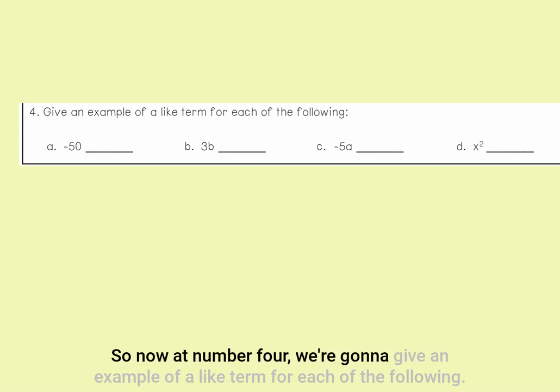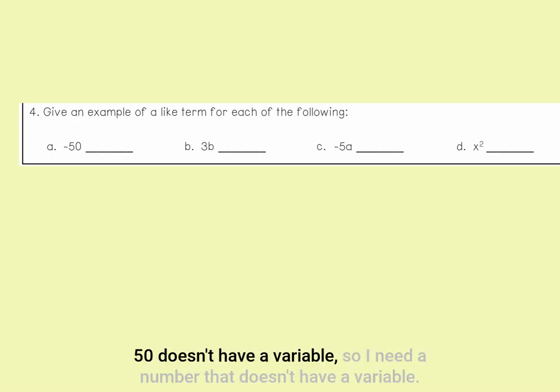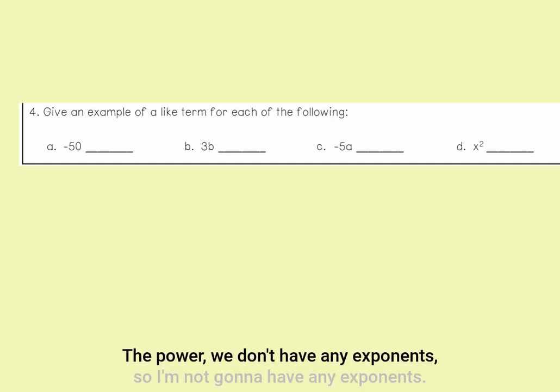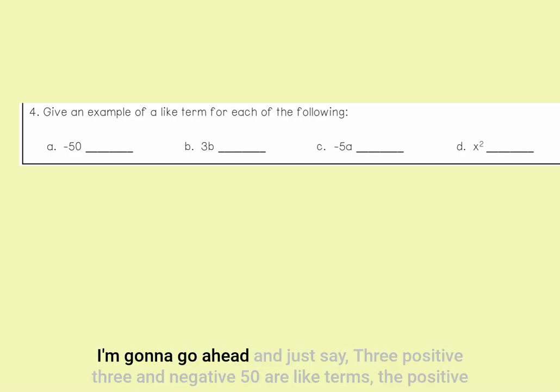So now in number 4, we're going to give an example of a like term for each of the following. So if I have negative 50, I need to match the variable and match the power. 50 doesn't have a variable, so I need a number that doesn't have a variable. The power, we don't have any exponents, so I'm not going to have any exponents. So this could be any number, positive or negative, that doesn't have a variable attached to it. I'm going to go ahead and just say 3. Positive 3 and negative 50 are like terms.